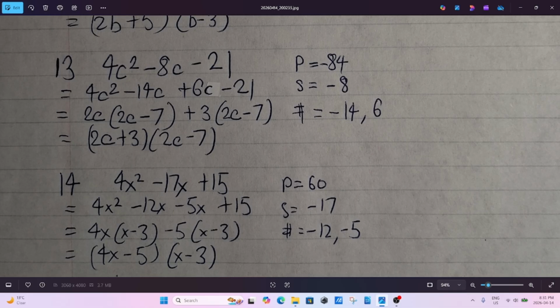So question 13, 4c squared minus 8c minus 21. The product is equal to negative 84. The sum is negative 8. So the numbers are negative 14 and 6. So we split that into negative 14c plus 6c in the middle. Then we factor the 2c from the first two terms and the 3 from the last two terms, and then we get 2c plus 3 times 2c minus 7.